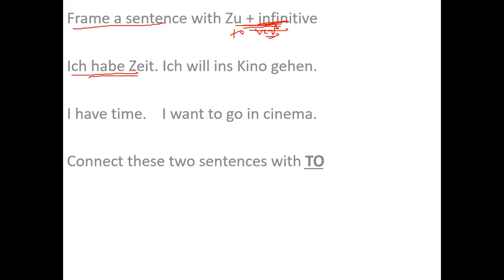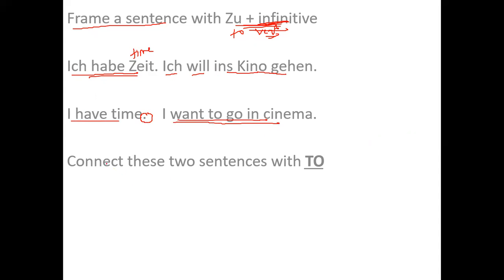I have time. Zeit is time. I have time. Ich will ins Kino gehen. I want to go in cinema. So I have time, then there is a full stop for you, and I want to go in cinema, right? So far we have discussed theory. Now let's discuss the practical part of it.